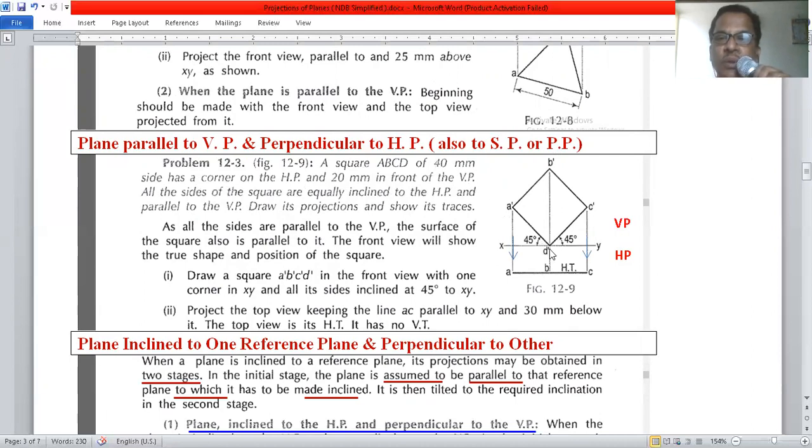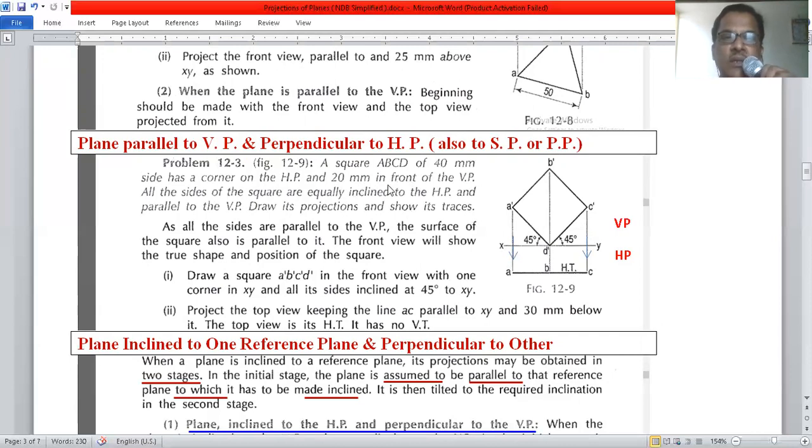So the distance from VP you can see in the HP. So this 20 mm is the distance of that corner, that is D. Since this is on the HP, you can see the point D dash here. And since this is 20 mm in front of VP, that's why you can see this distance as 20 here. So that is how the D point is located. With this D point, now you can draw the square.